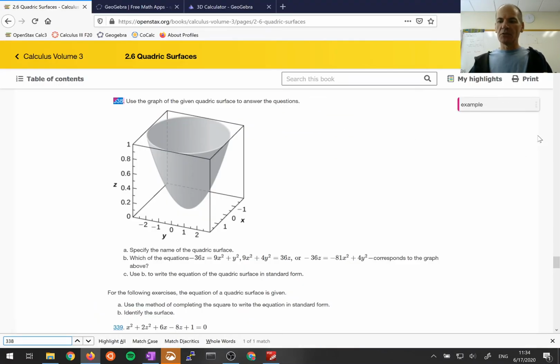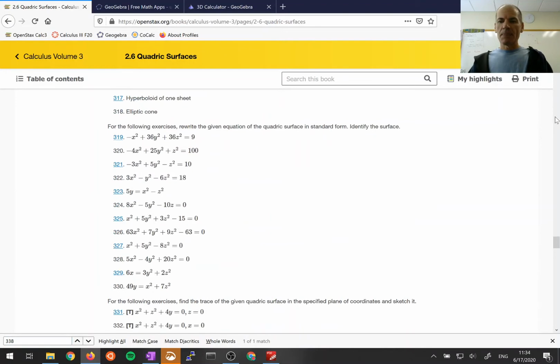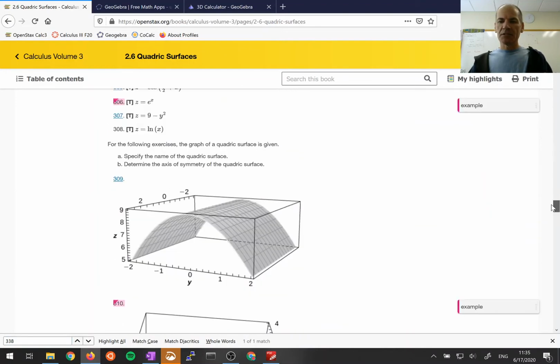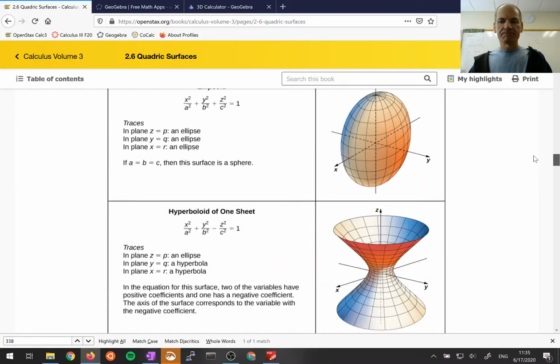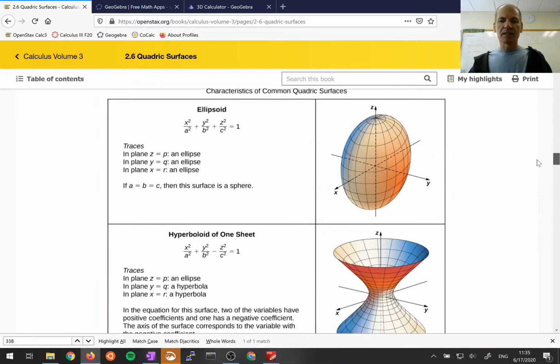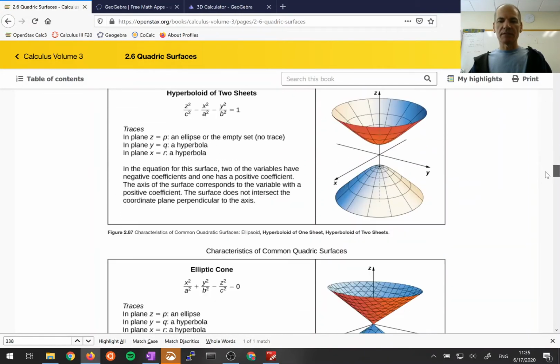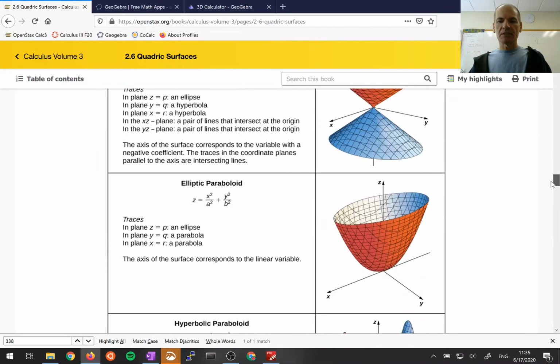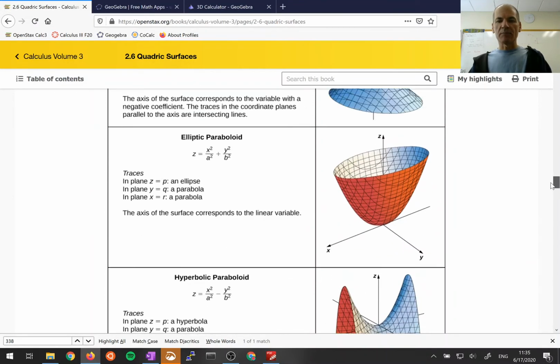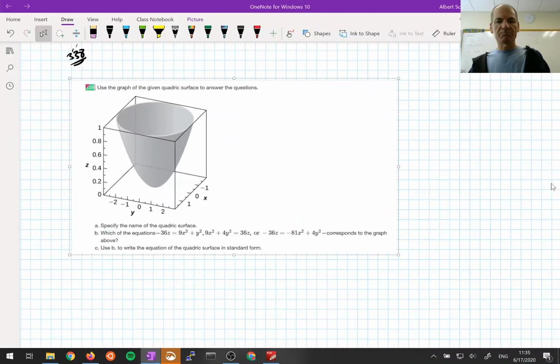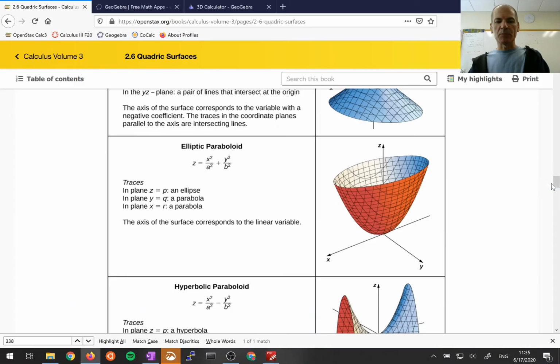Let's go up to the zoo of surfaces. It's not an ellipsoid, not a hyperboloid. This has two lobes, that has two lobes. Probably an elliptic paraboloid. Let's go back. Yeah, I'm going to call that an elliptic paraboloid.